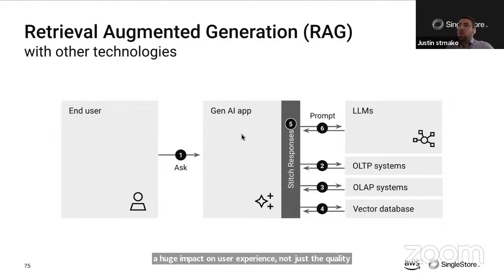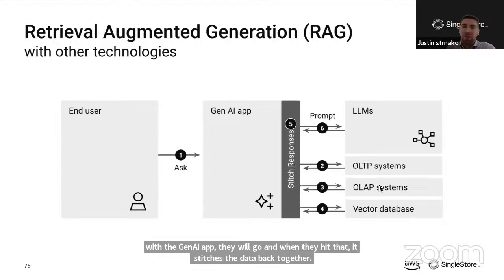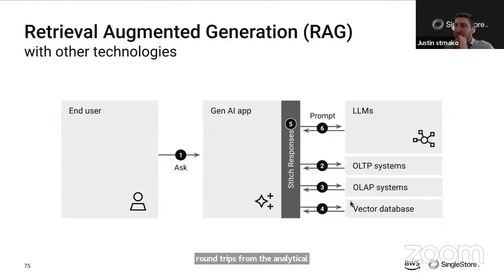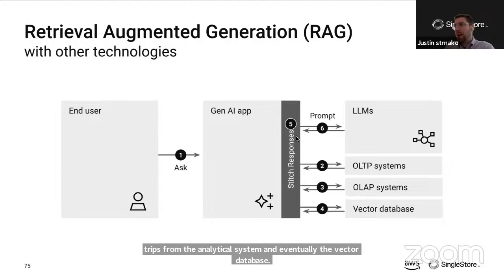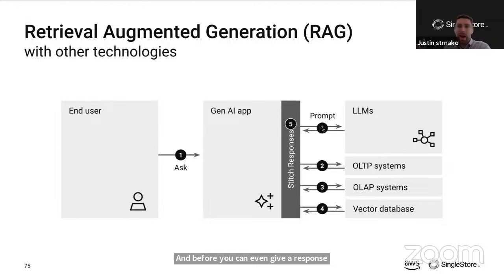And so in a traditional system, when a user interacts with a GenAI app, it stitches the data back together. Round trips from the transactional system, round trips from the analytical system, and then eventually the vector database. And before you can even give a response back, it has to go all the way back up, right? We stitch the response and then we pass it through as context back to the LLM. This adds a lot of latency. It adds a lot of cost through egress, and it adds potential problems with any of the translation, any of the connections between the databases.